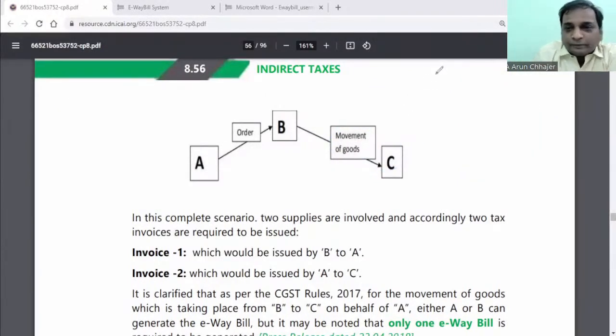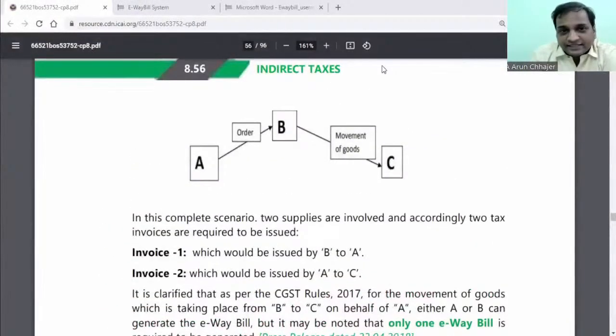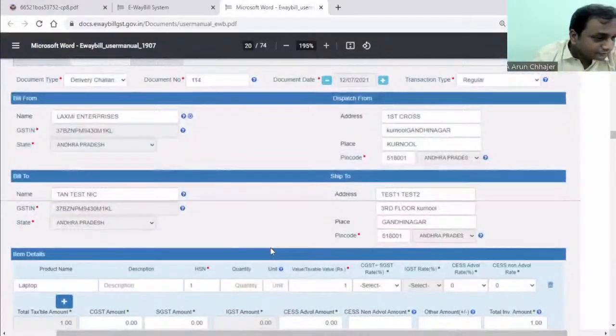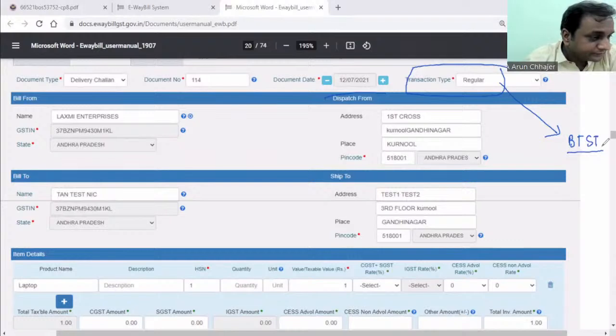So how to prepare the Eway bill? Now see, in case of the bill to ship to model, from transaction type, you will select bill to ship to model.